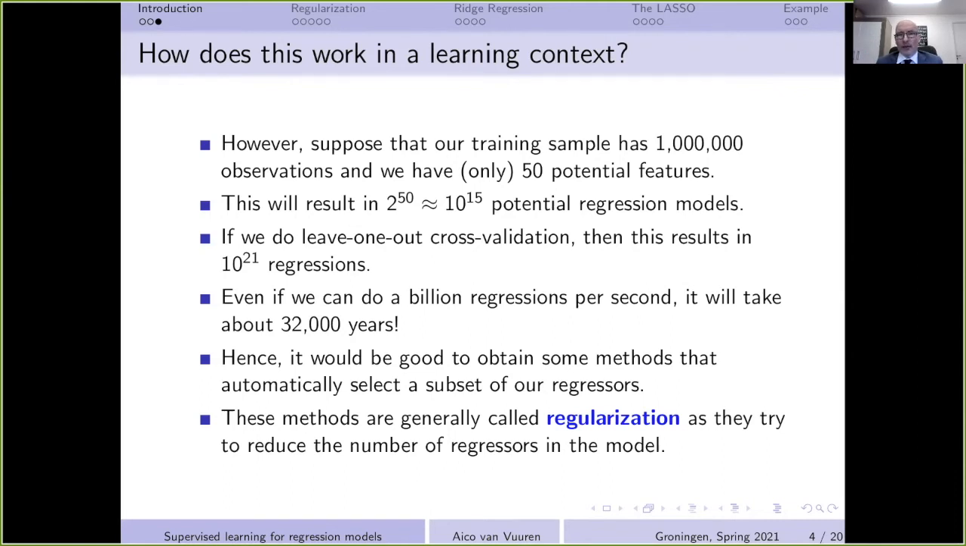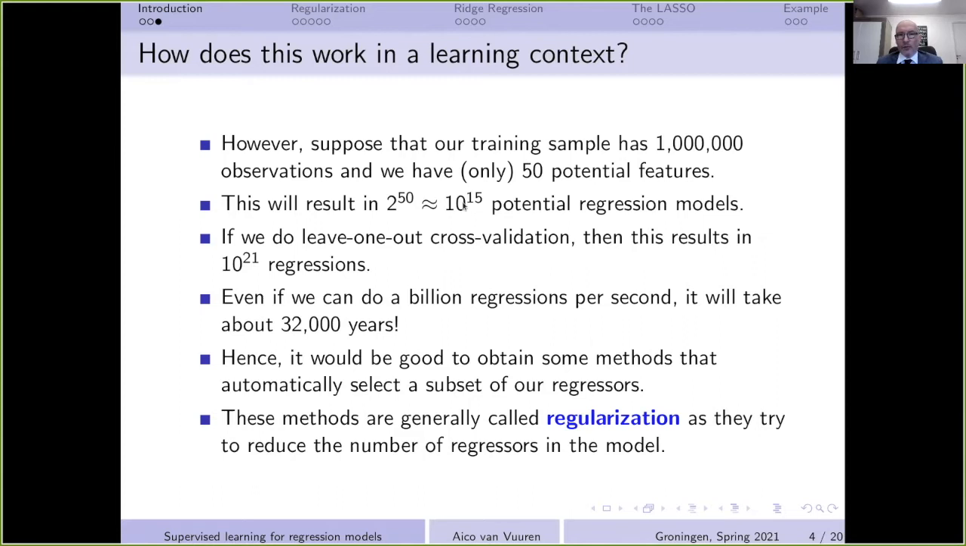And more in general, what we can do is always include a particular feature or not. That gives us 2 different situations. And that means, of course, that we get 2 to the power p different potential regressions when we have p different features. More in particular, when we have 50 different features, we have a little bit more than 10 to the power 15 potential regression models.